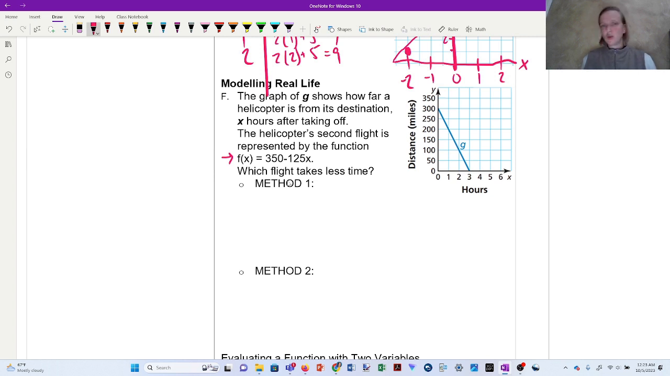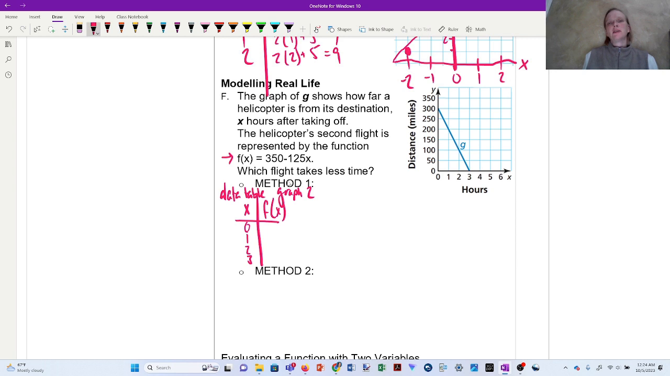One way is to go ahead and make a data table for graph 2. So we're going to make a data table for graph 2. And then we can figure out how many hours the helicopter is from its destination by figuring out what the x-intercept is. So let's go ahead and make this data table with our x values and then our f of x values. And I want to do at least a few data points here. Let's do 0, 1, 2, and 3.